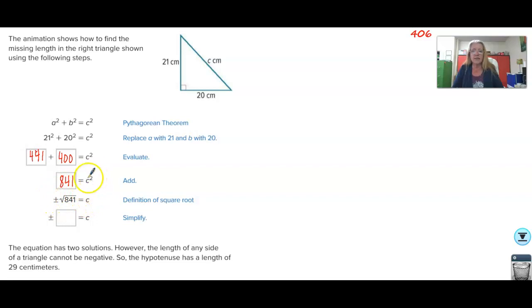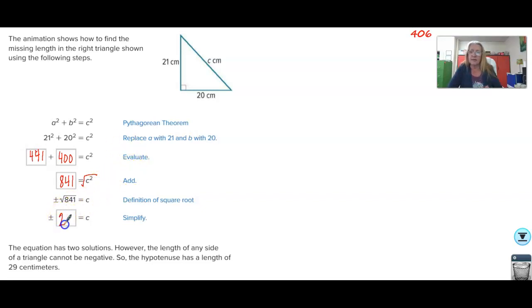Now, some kids have asked, when you take the square root of c squared, it unsquares it. So your final answer would just have c, okay? It won't have the square anymore. Now, what is this plus or minus thing out here? Well, first of all, let me get the square root of 841. The square root of 841 is 29.